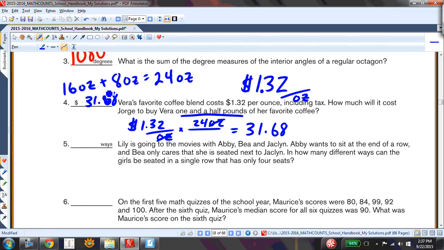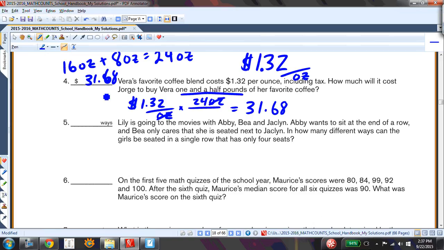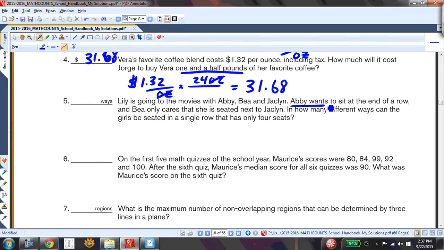Lily is going to the movies with Abby, B, and Jacqueline. Abby wants to sit at the end of the row. And B only cares that she's seated next to Jacqueline. And Lily is just so easygoing, she'll sit anywhere. So Abby wants to sit at the end, and B wants to sit next to Jacqueline.